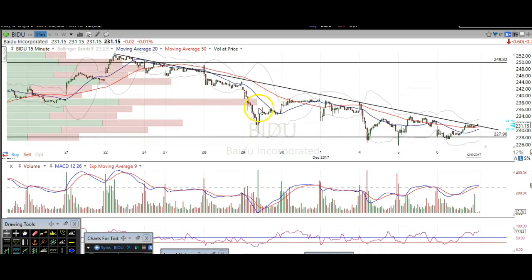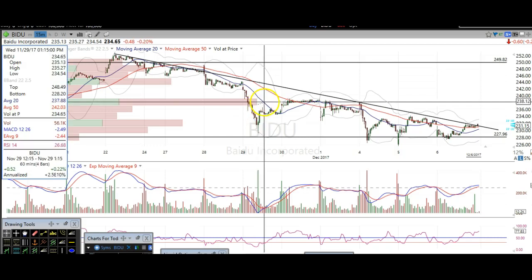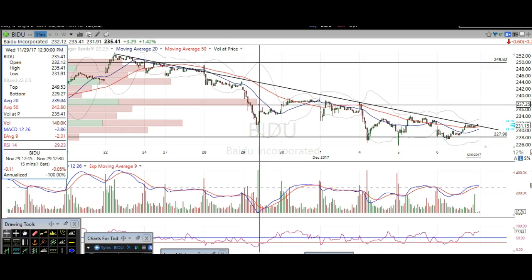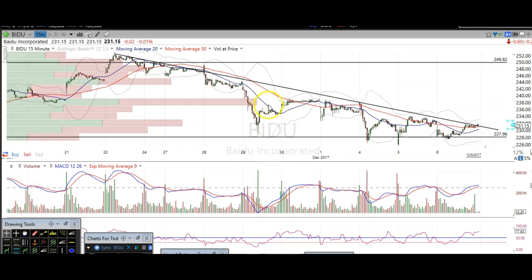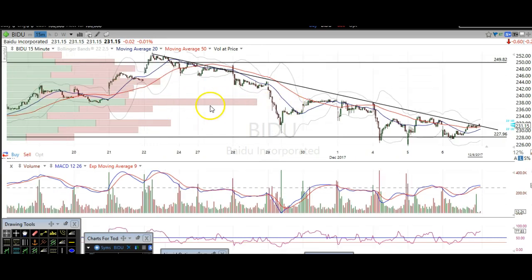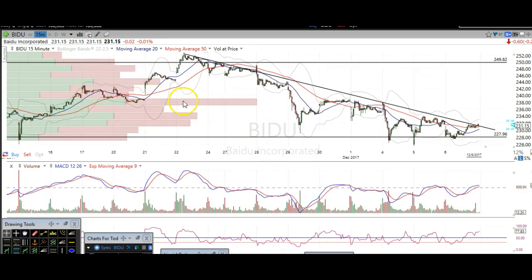But if you look here, we've got another thing that's above us at about 237 to 239. Okay, and that's the volume point of control here. So if you back the chart up, going back a month's worth of action, this is the volume point of control right here. I'll draw that. So we're still below that level.